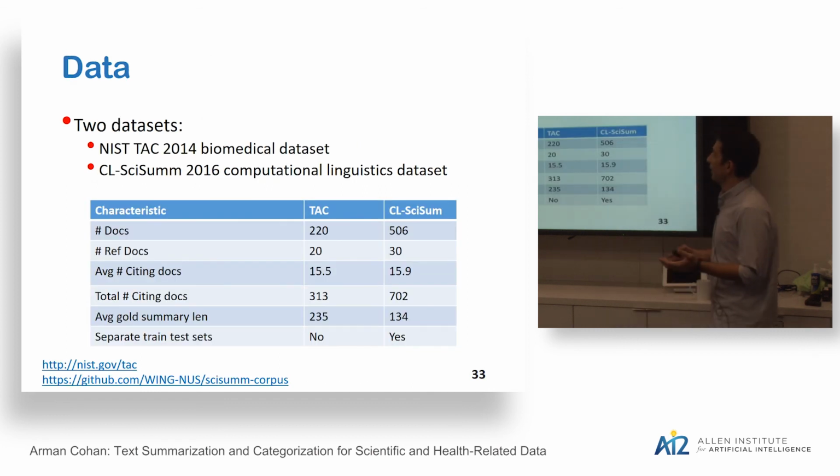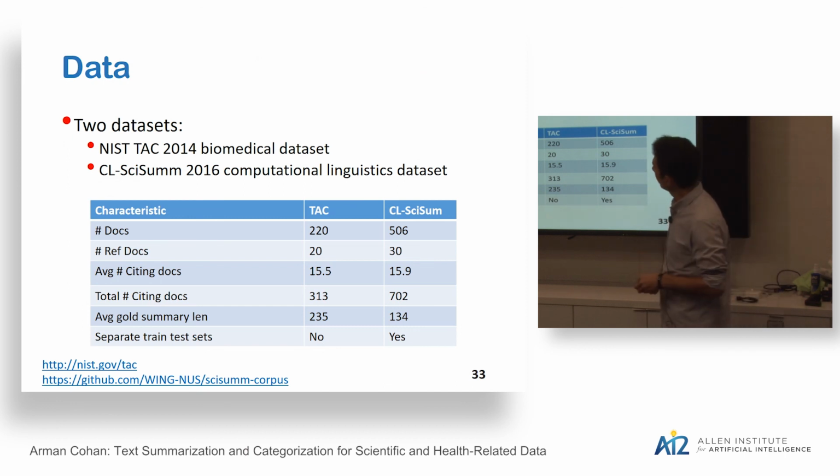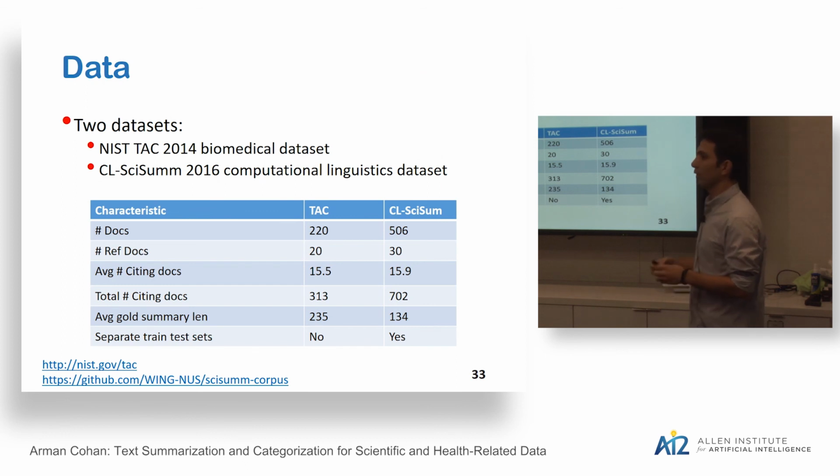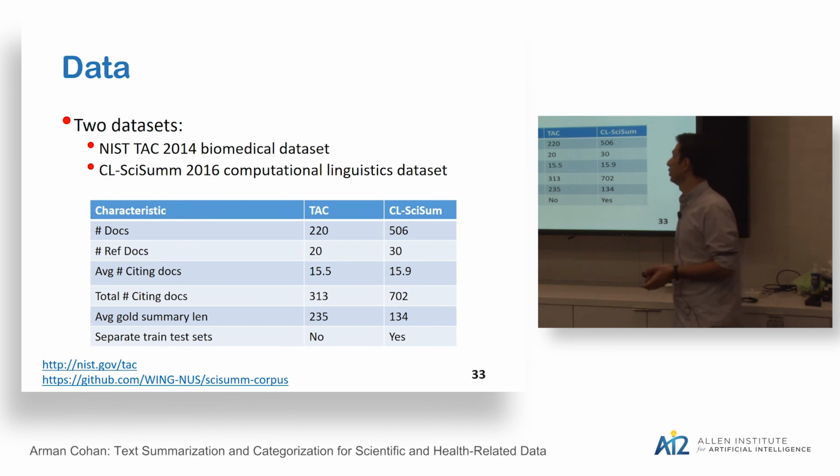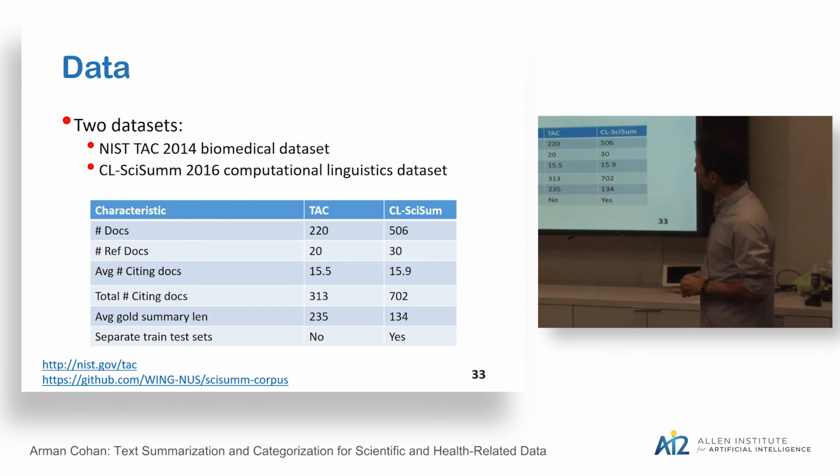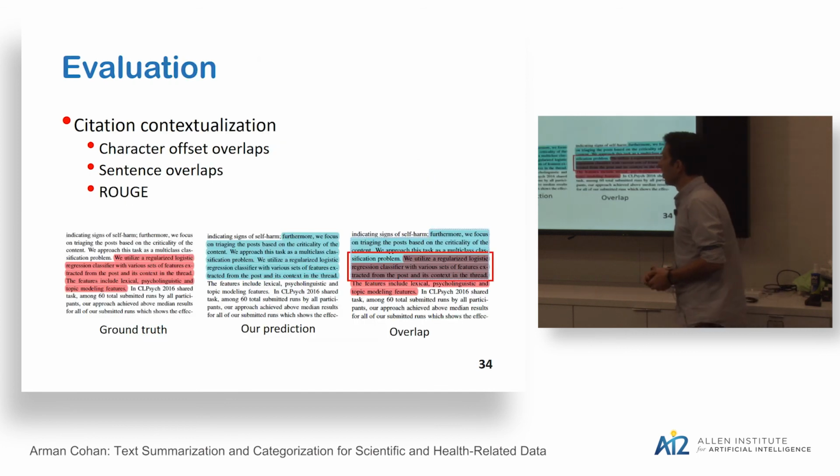So, experiments. We used 2 data sets. The first one was the NIST TAC dataset. TAC is the Text Analysis Conference, which provides test collections and is a NIST-sponsored conference. And second, we also tried this method on another domain to see if our model is able to generalize to other domains as well. The second one is from computational linguistics papers. The way we evaluate this is using character offset overlaps and sentence overlaps.